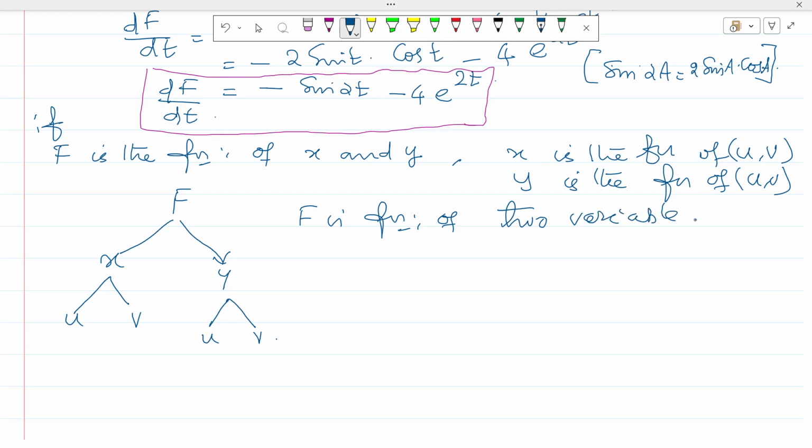So what is the difference between the previous case and this case? x and y are also functions of two variables. What is the difference between that last case and this case? Because this is very important. You are studying the same thing in that chapter, na? In that unit 2.